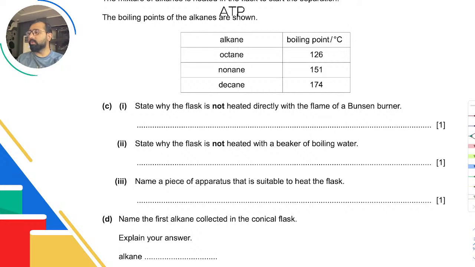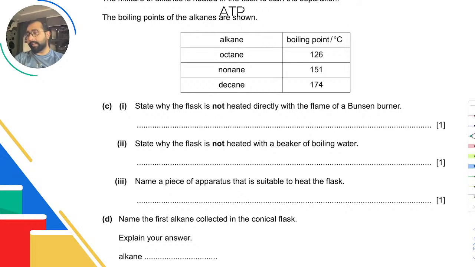Okay, state why the flask is not heated directly. We already talked about it. Alkanes are flammable, so directly heat नहीं करना चाहिए. State why the flask is not heated with a beaker of boiling water. Because water खुद boil कर जाएगा, so that is not useful for it. Name a piece of apparatus that is suitable to heat the flask. So what can you use to heat things that you can't heat using water bath? Water bath यहाँ पे नहीं चलेगा, water boil कर जाएगा. You can't use a Bunsen burner. So what can we do? We can use electric heater, hot plate. Both of them are acceptable answers. Electric heater obviously is a better answer. So yeah, electric heater is fine.